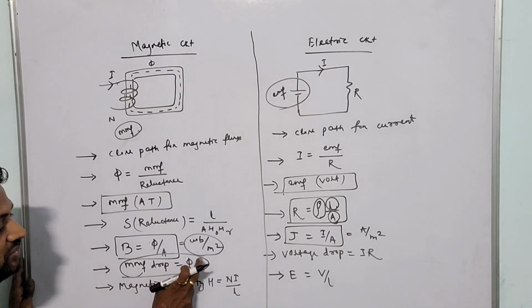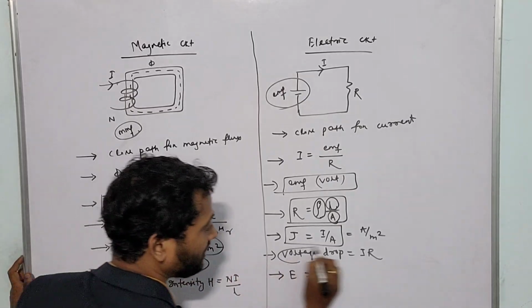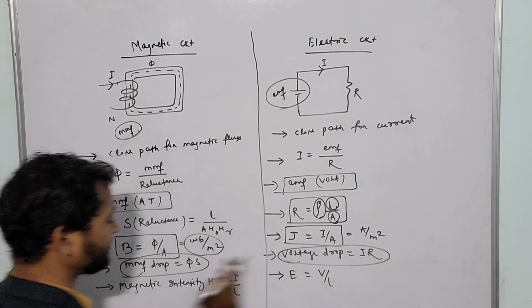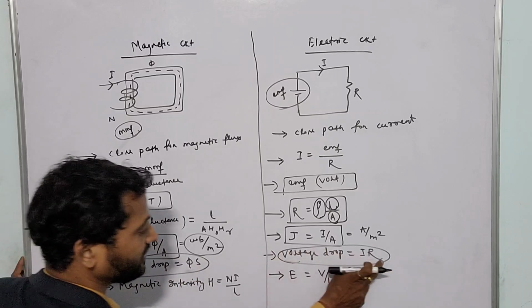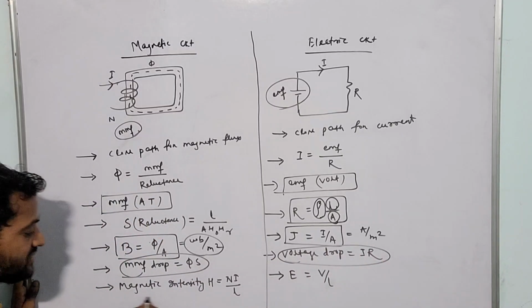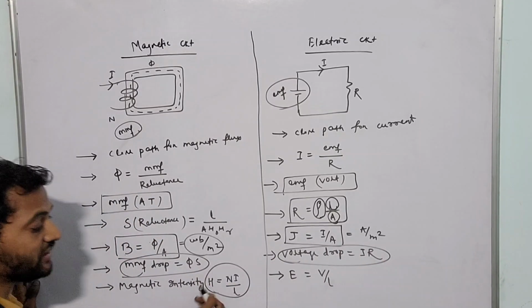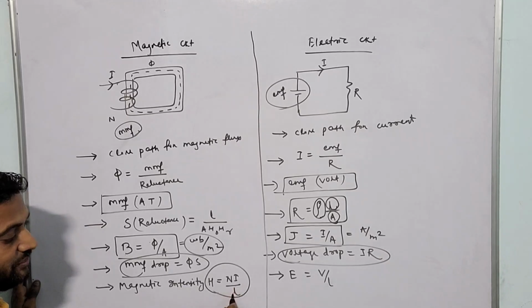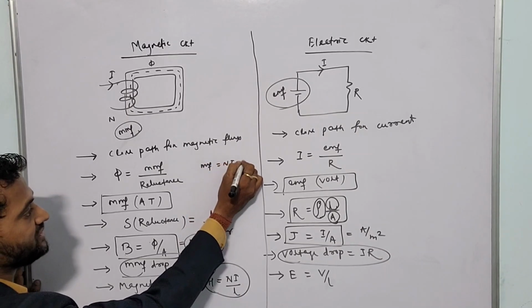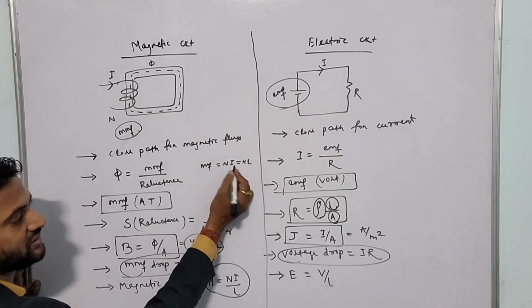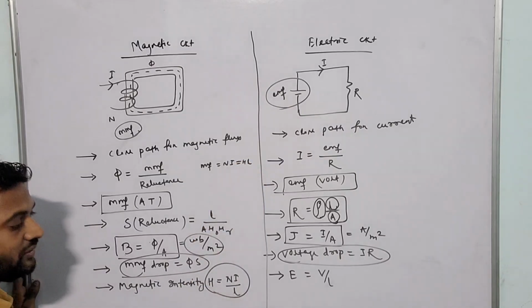And what is the mmf drop? That is flux into reluctance. What is the voltage drop? Current into resistance. Comparison करो, यहाँ पे flux, यहाँ पे current, यहाँ पे reluctance, यहाँ पे resistance. Next, what is magnetic intensity or you can say magnetizing force, which is Ni upon L. मैंने बोला था ना, mmf is nothing but Ni, which is HL as per the work energy theorem. So H is Ni upon L.